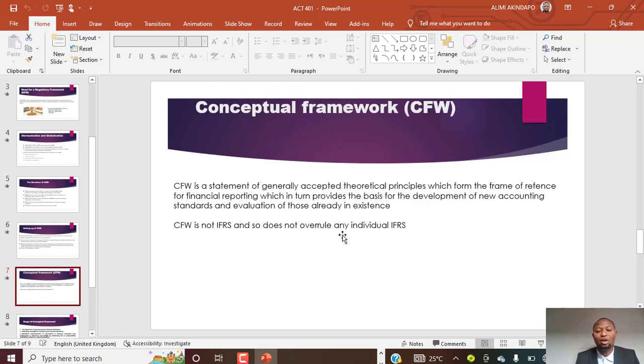Conceptual framework. So this is also an interesting topic. The conceptual framework is a statement of generally accepted theoretical principles which form the frame of reference for financial reporting, which in turn provides the basis for the development of new accounting standards and evaluation of those already in existence. The conceptual framework is not an IFRS and so does not overrule any individual IFRS. In case of a conflict between the conceptual framework and IFRS, it is the IFRS that we prefer.